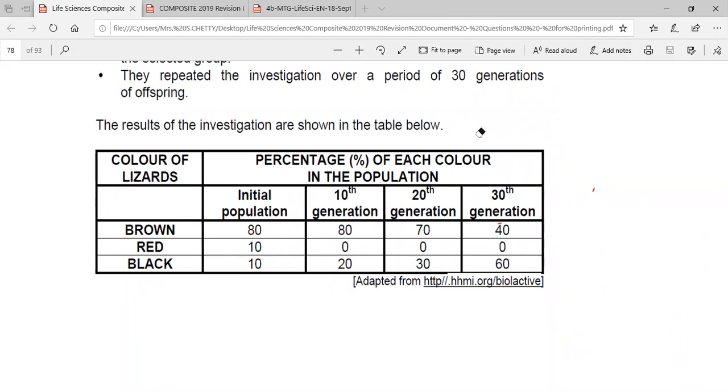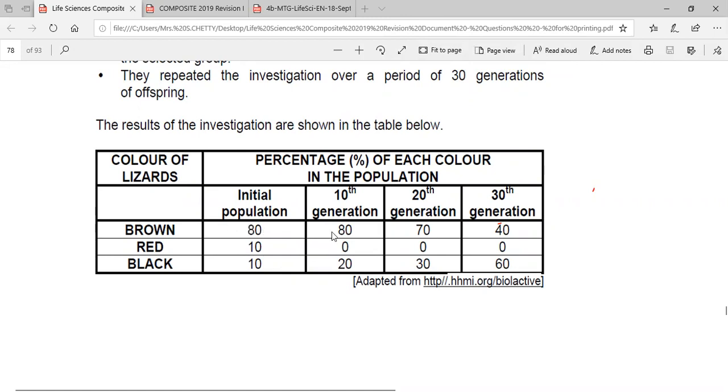So once again, I want to just emphasize to you, my darlings, how important it is to read the question carefully and take time to read it. So don't take your reading time lightly. Don't ever do that. The results, the brown lizards, initial population were 80.